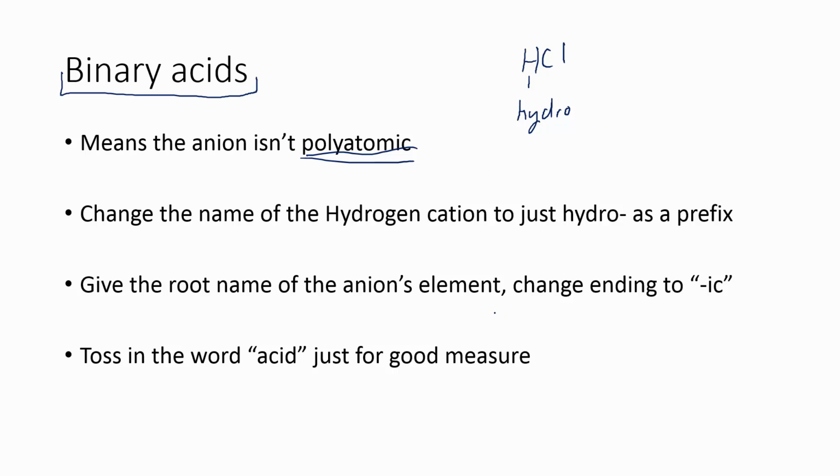We name the anion just like we were going to start naming it as an anion. So we get the root of the name, chlor. But we change that IDE ending from the anion to ic because it's an acid. And then, just for good measure, we throw the word acid in at the end so nobody can be surprised that it's an acid. So this would be hydrochloric acid, HCl.